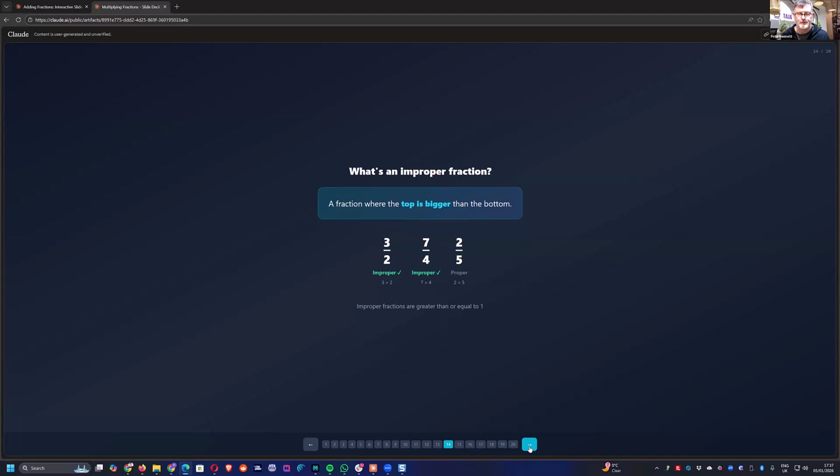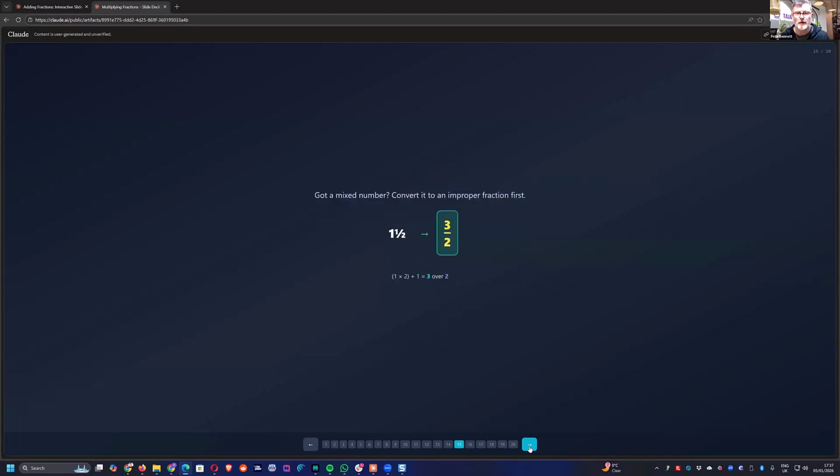Worth noting that. So if you've got a mixed number, convert it into an improper fraction first. So 1 1/2 is the same as 3/2, isn't it? So here's a worked example. 1 1/2 times 2/3. So we make it into an improper fraction. So it's 3/2 times 2/3, which is 6/6, better known as 1.